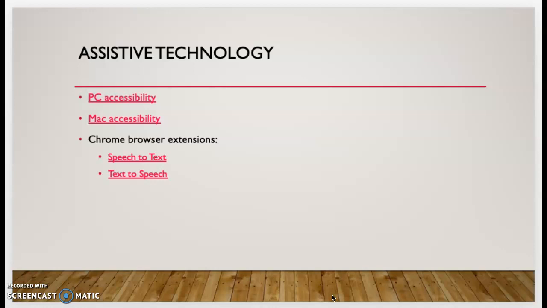Assistive technology is any type of device, equipment, or technology that assists individuals with disabilities in overcoming their challenges. By clicking on these links, you will be able to understand and develop an idea of what other resources are available for those who are using PCs as well as Mac. All of the information that you will find on these links is free and downloadable, not only for faculty but also for students. The Chrome browser extensions are also helpful for students, as well as could be helpful for faculty if you need to convert speech to text or text to speech.